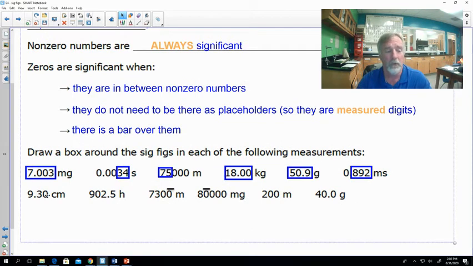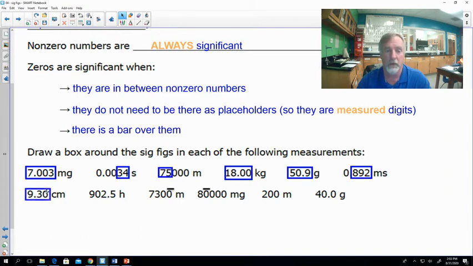So look at our bottom row, 9.30. Again, this 0 here at the end, it wasn't needed to get our decimal point in the right place. So this is not a placeholder. All these digits are significant. 9.30. 902.5. There's a non-zero at the beginning, non-zero at the end. All 4 of those digits are significant.